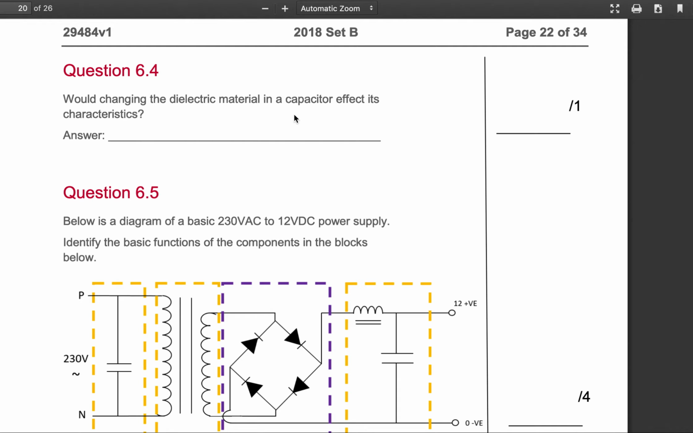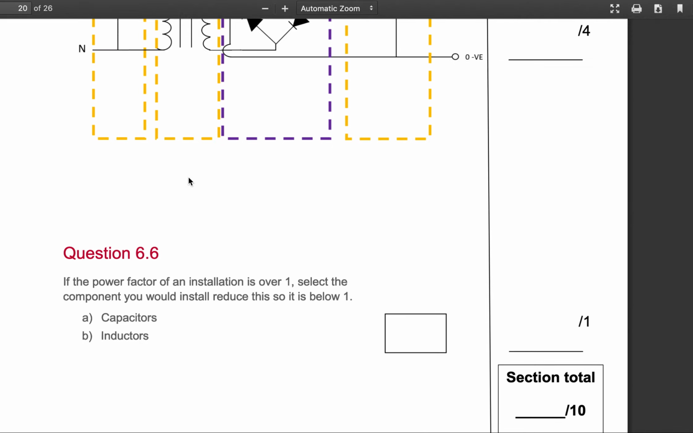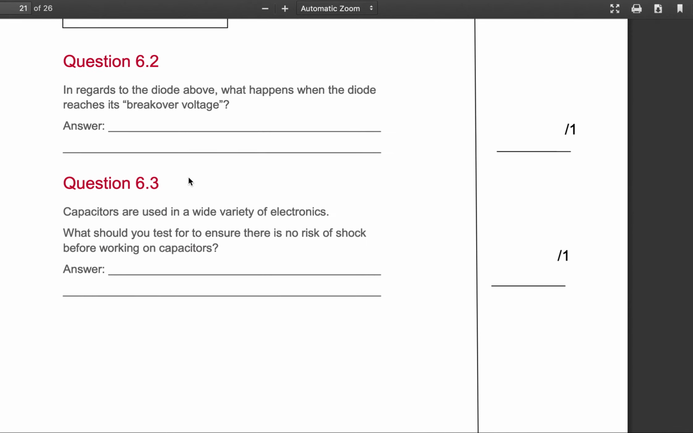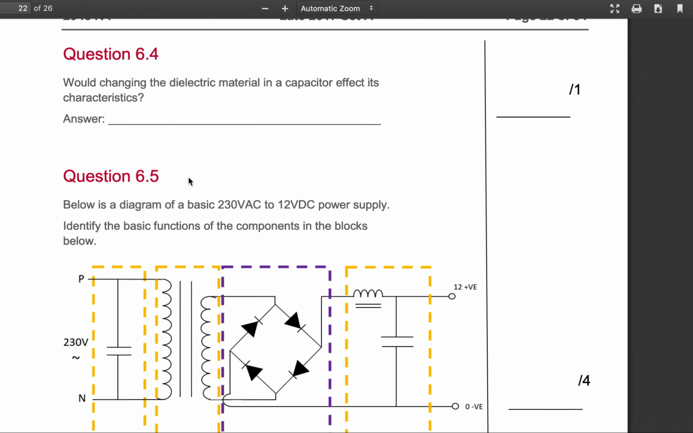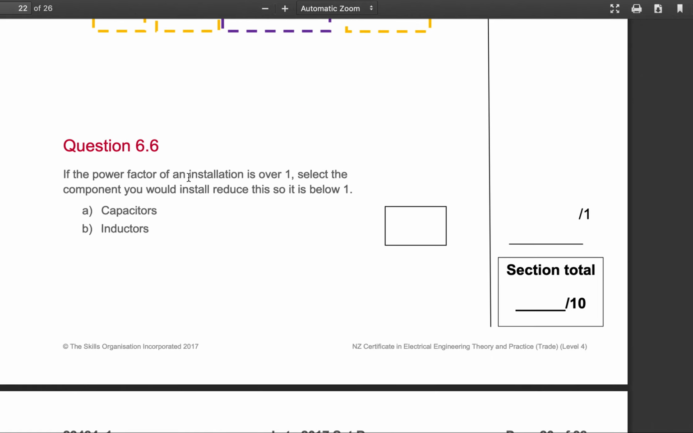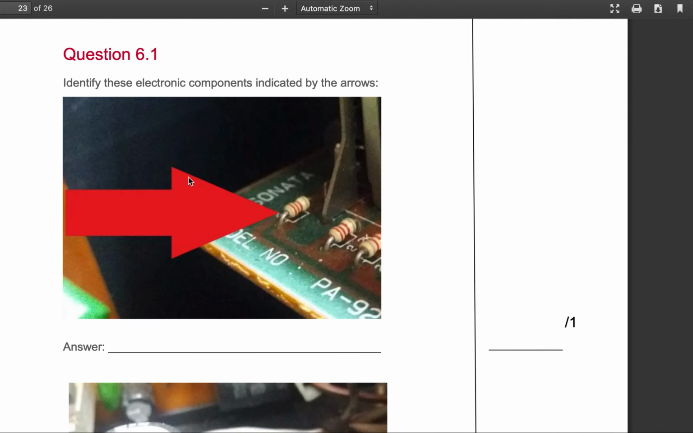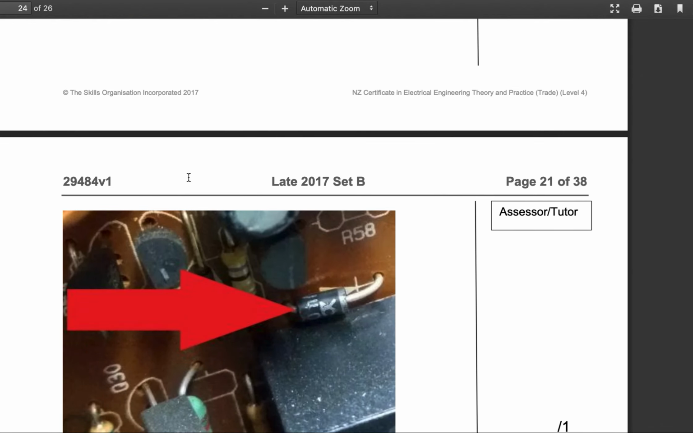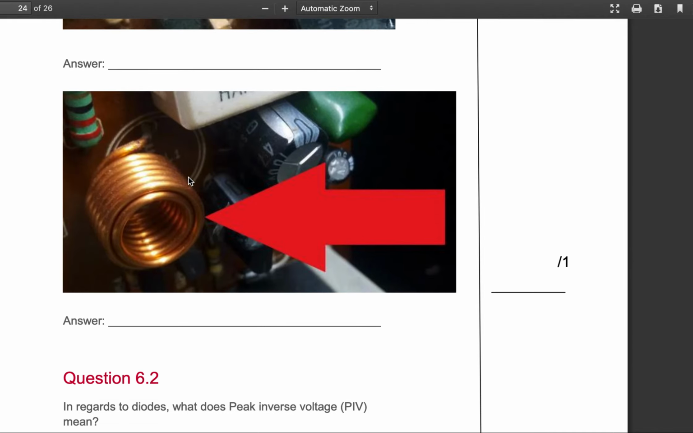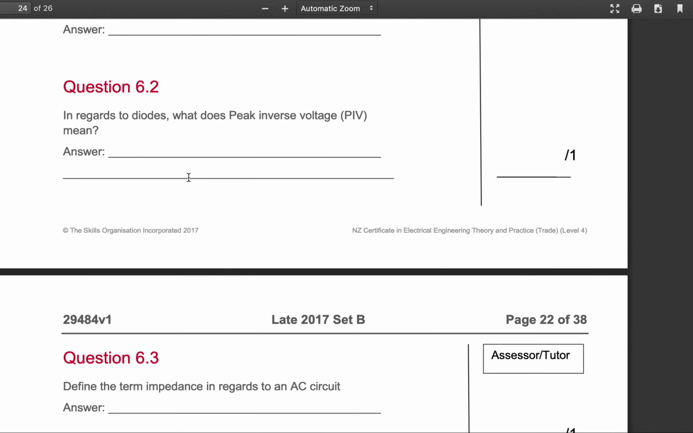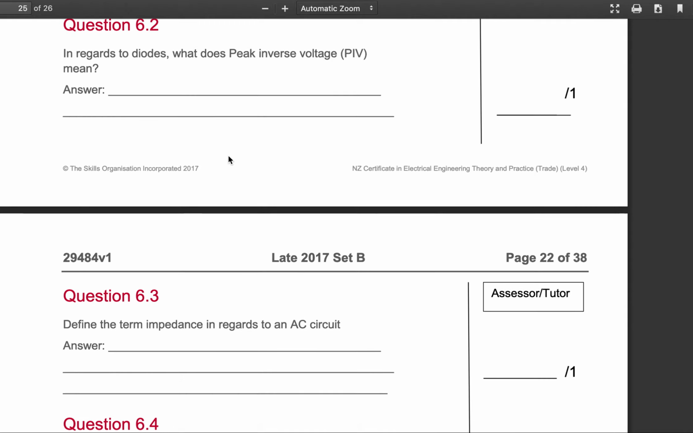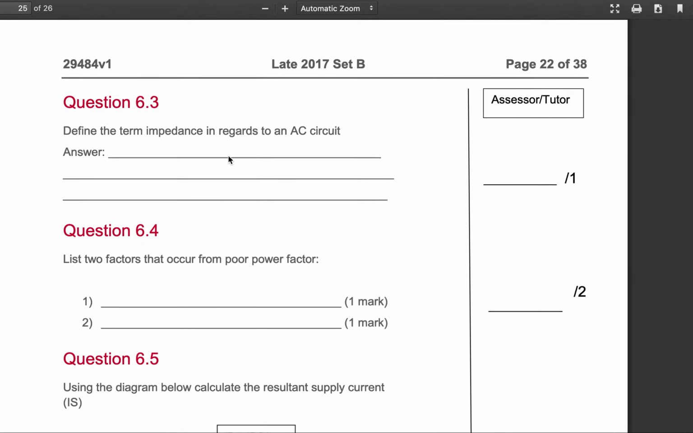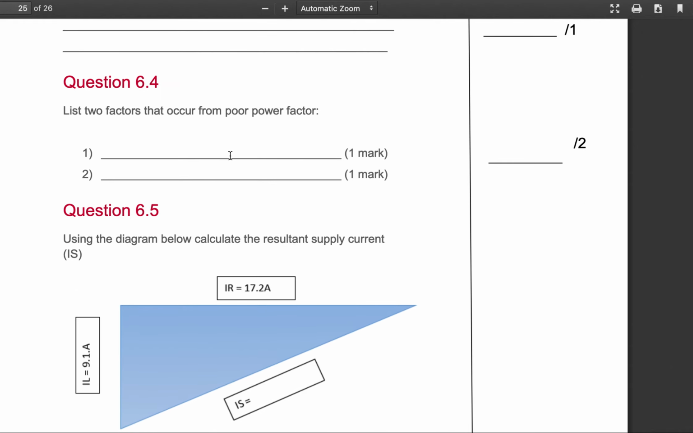Changing the dielectric material on the capacitor will affect its characteristics. Yes. Okay, same questions. Questions just keep repeating, eh? Breakover voltage. Yeah. Let's just roll through these, make sure there's nothing unusual there. Resistor, capacitor, diode, inductor. There's your inductor. What does peak inverse voltage mean? We went over that right at the beginning. Maximum voltage in reverse.